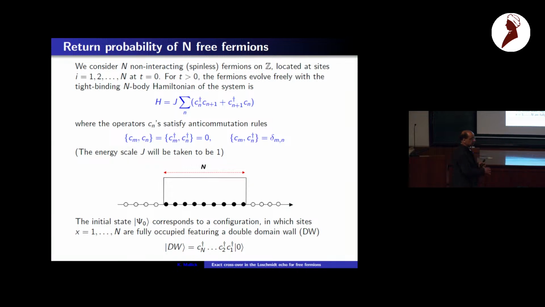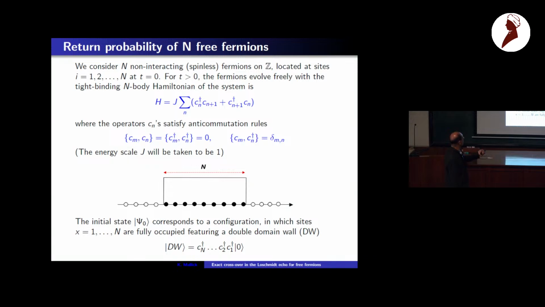We shall consider free fermions on a one-dimensional lattice. A priori, you could do it in higher dimensions. It's a discrete lattice. We start with an initial condition, which is a double domain wall initial condition that I denote by dw, where you put n fermions from site 1 to site n, and the rest is empty. Then we just let the system evolve through this tight binding Hamiltonian, non-interacting fermions. So it's just hopping terms.